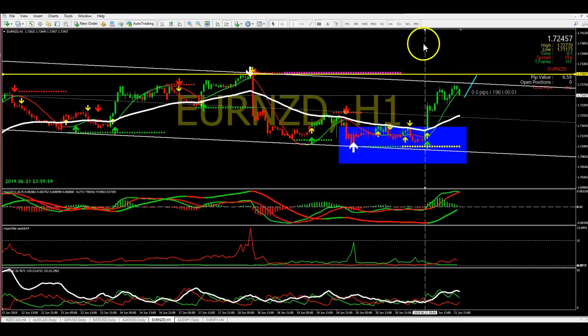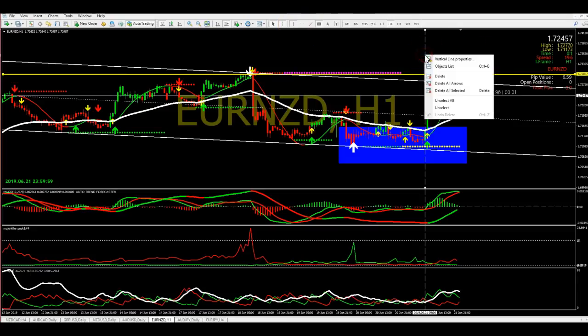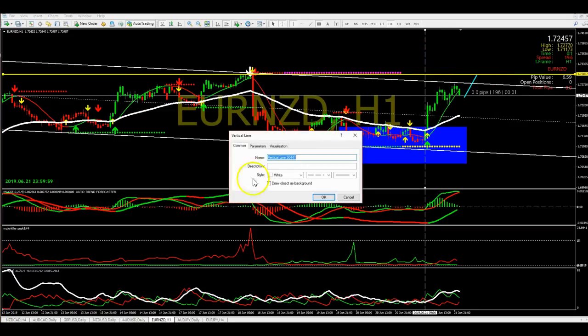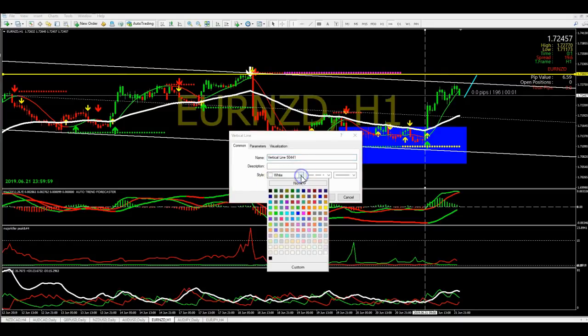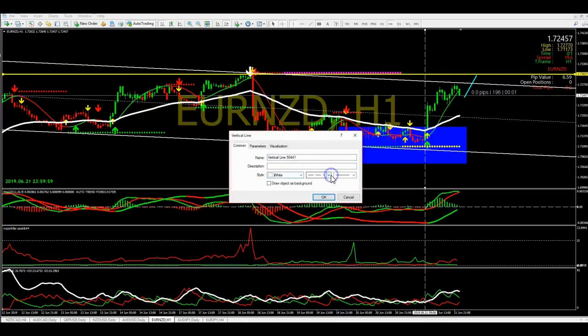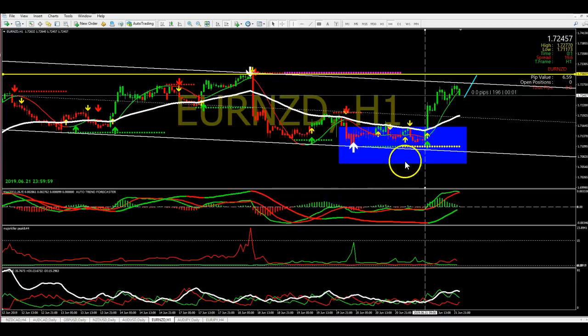Look at what I put. You see why I like to draw the vertical line, and I change the color. So the way you change the color is right click on it, click vertical line properties and change it to white, which is the last one on the bottom, and then put the second dashes on it, right? If you put that vertical line in there, your job is to look down and see if all your indicators are lined up.